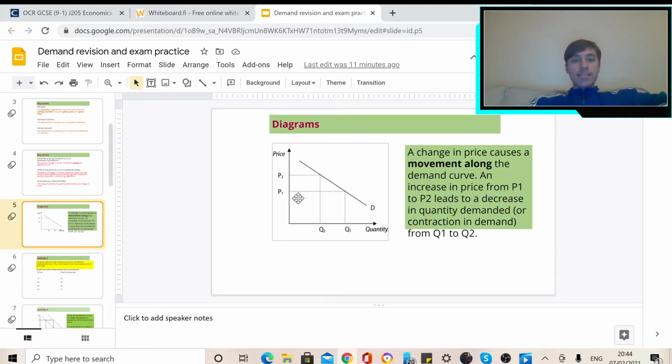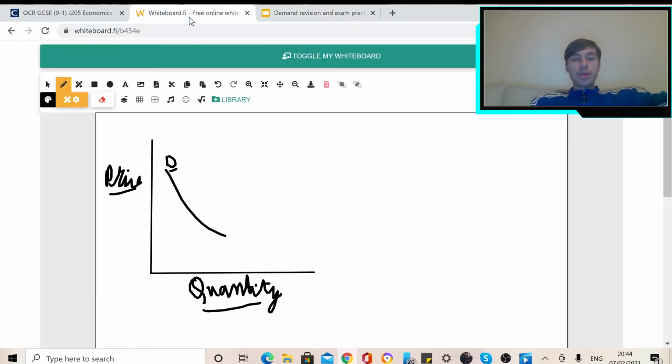Now let's say we want to understand what the demand would be at a particular price. Let's say this was 30 pounds. What we would do is draw a line across and down to the x-axis and see what the quantity is here. Let's say it could be 10.